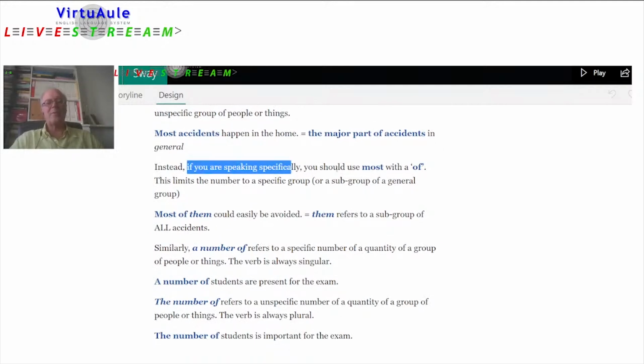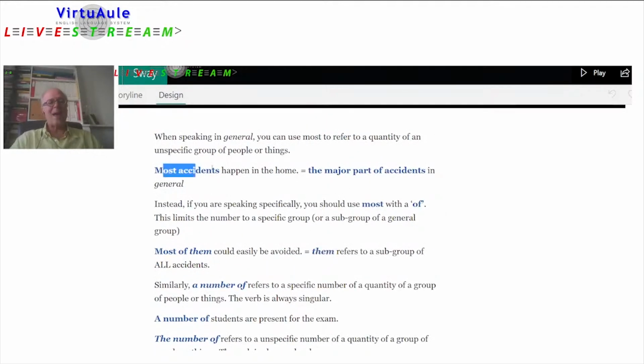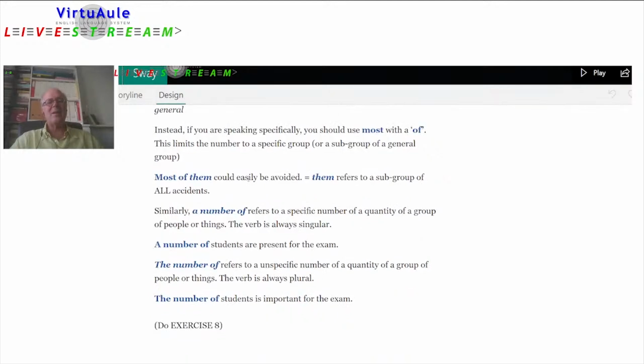Instead, if you are speaking specifically, you should use most with an of. This limits the number to a specific group or a subgroup of a general group. Most of them could easily be avoided. Them refers to a subgroup of all accidents. Look at the difference. Most accidents, I'm talking about every accident that can possibly happen in the most general sense. When I talk about most of them, I'm talking about a subgroup of all accidents that could easily be avoided.